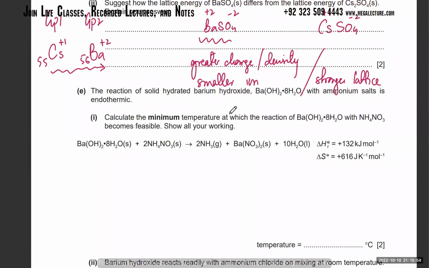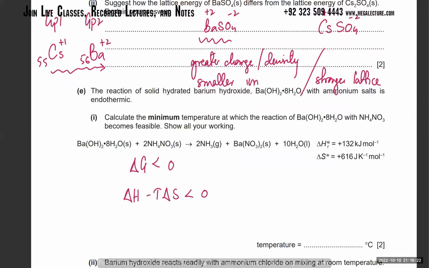Anyways, calculate the minimum temperature at which this entire reaction becomes feasible. So how do you figure out what is the Gibbs free energy for a feasible reaction? Negative or positive? Negative. Okay, for a feasible reaction, the Gibbs free energy is going to be less than 0, right? So that means Gibbs free energy is equal to delta H minus T delta S, and that should come out to be less than 0, right?